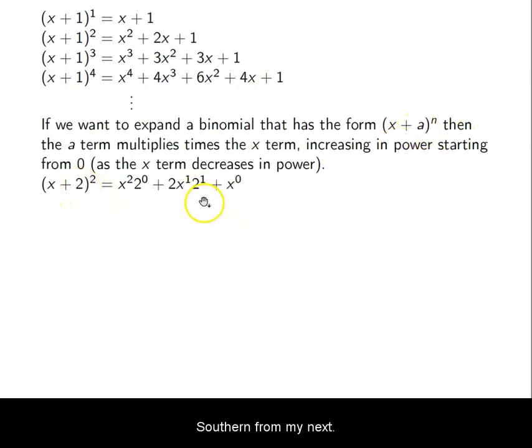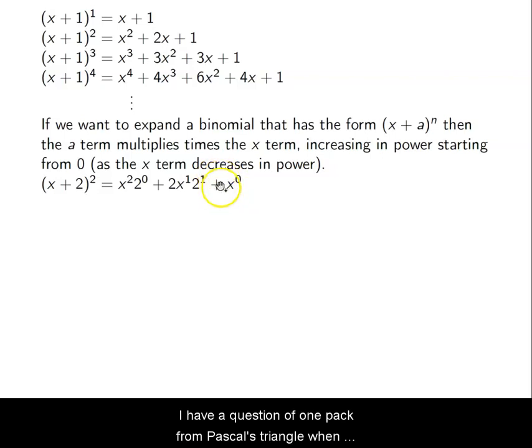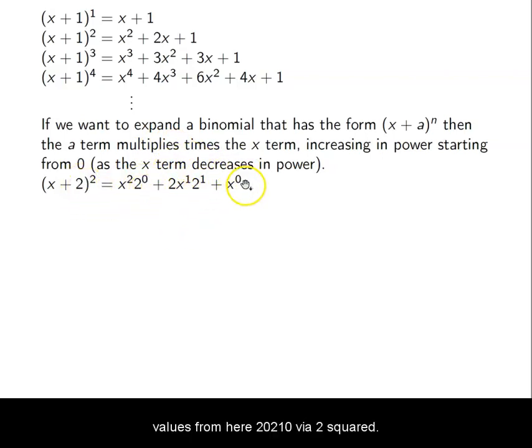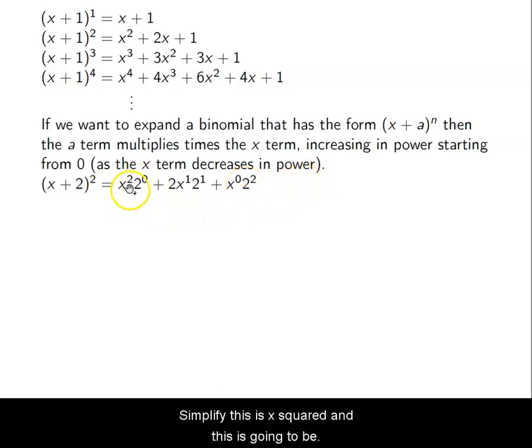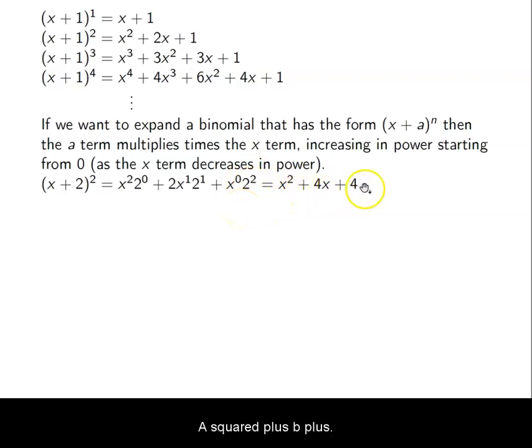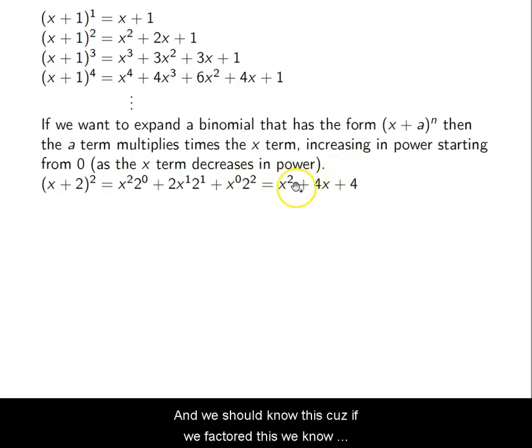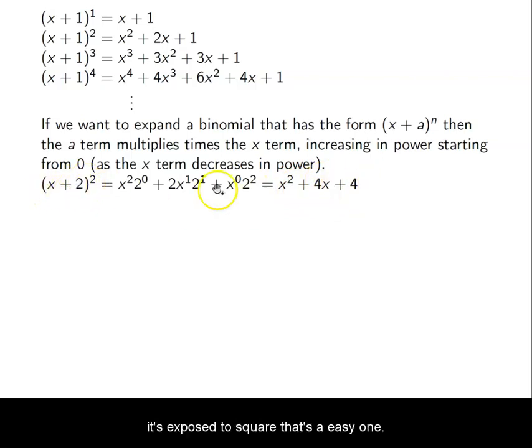So then for my next one, I have a coefficient of 1 from Pascal's triangle. My x's are going down, x squared, x to the 1, x to the 0. And then the values from here, 2 to the 0, 2 to the 1, there will be a 2 squared here. And now I just simplify, right? This is x squared, 2 to the 0 is nothing. This is 2 times 2, so 4x. And this is going to be 4. So x squared plus 4x plus 4. And we should know this because if we factor this, we know it's (x + 2)². That's an easy one to check.